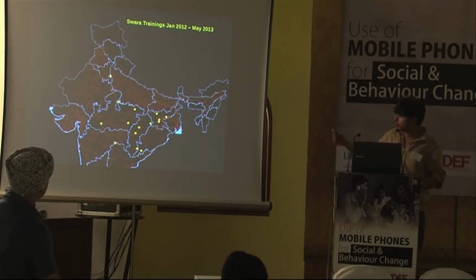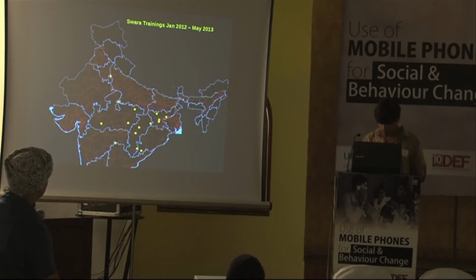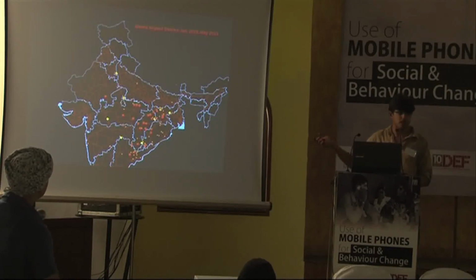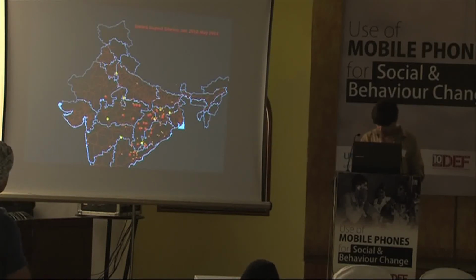This is where we held our initial trainings. These are the few spots where we had our initial few trainings. These are where our participants came from. And this is where we've had impact stories. So it's all in the area where the rail network starts to get sparse.